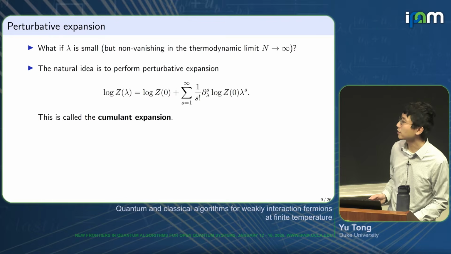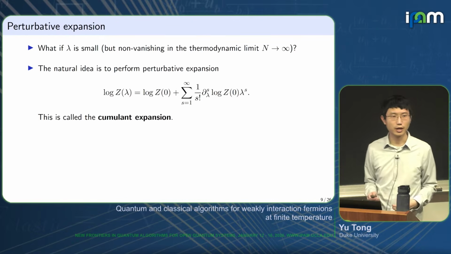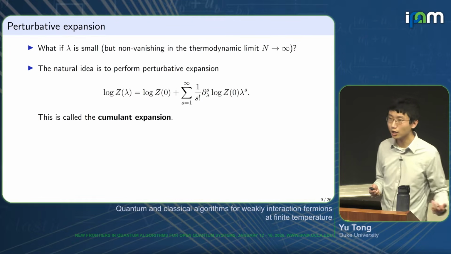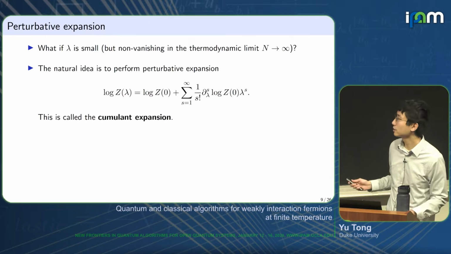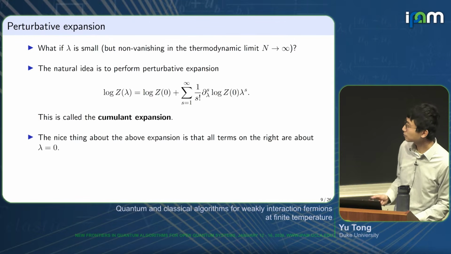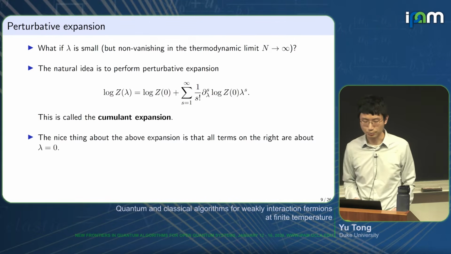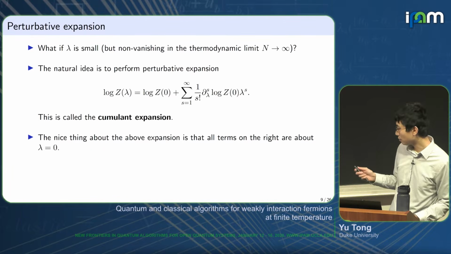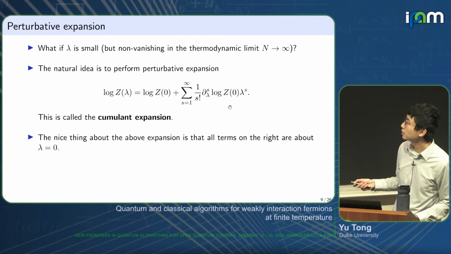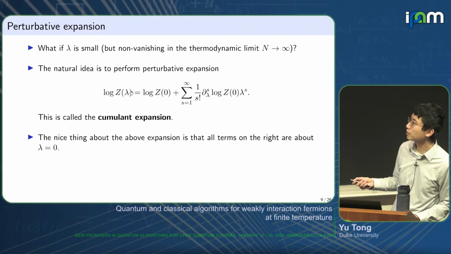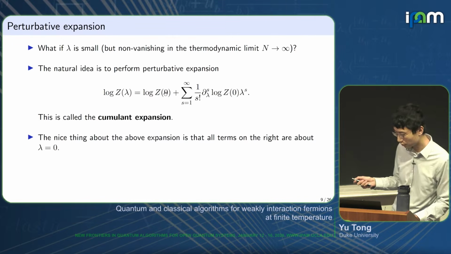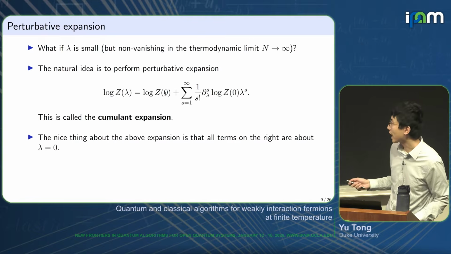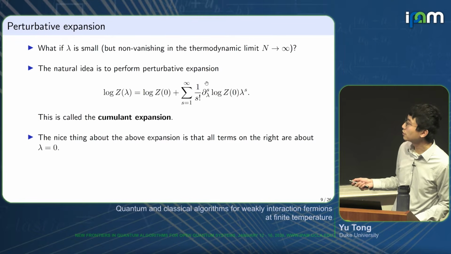And this expansion has a name. It's called a cumulant expansion. It actually corresponds to a cumulant expansion you see in statistical mechanics. So the nice thing about this expansion is that all the terms on the right are about lambda equal to 0. So you get the log partition function at lambda equal to 0, so that can be computed exactly. And you get those derivatives.